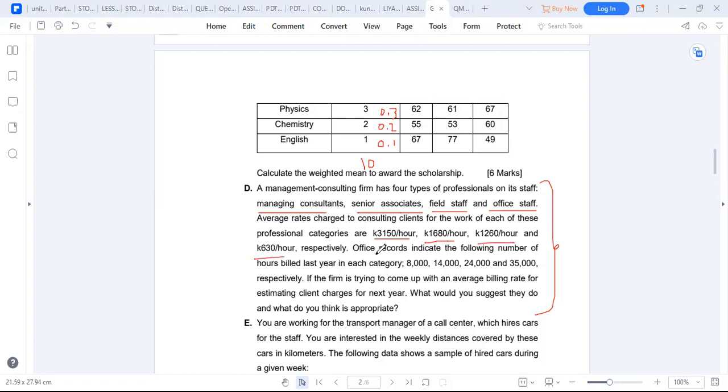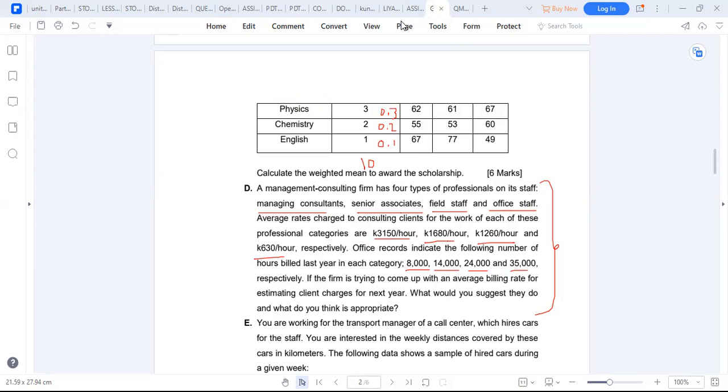We are also told the hours they take in a year, respectively. The managing consultants take 8,000 hours. Then the senior associates, 14,000. Field staff, 24,000, and the office staff, 35,000. Now, this firm wants to come up with a uniform billing rate. So firstly, we want to calculate what we would suggest they do and what is appropriate. So we need to find the mean billing rate.